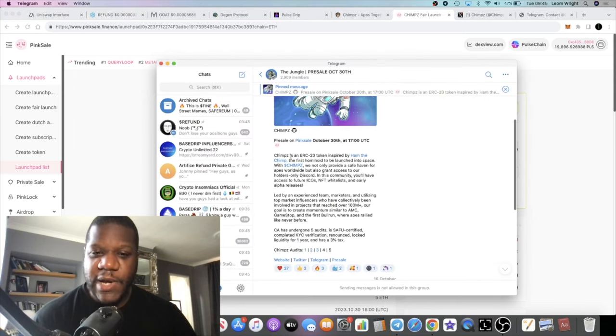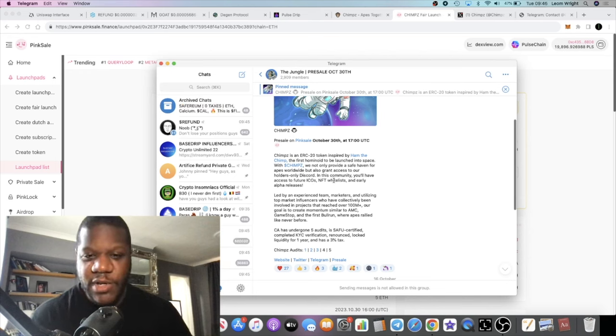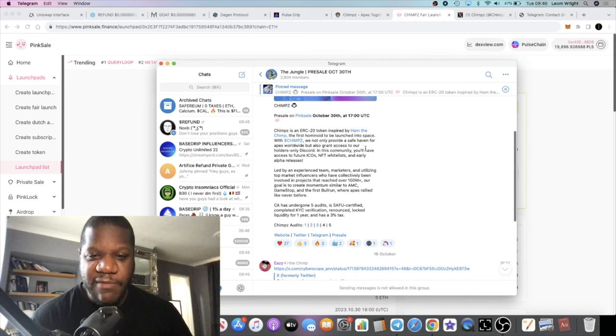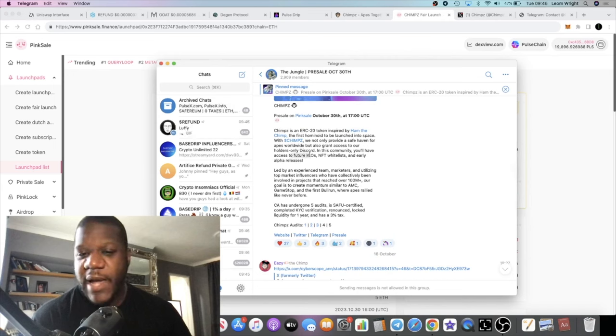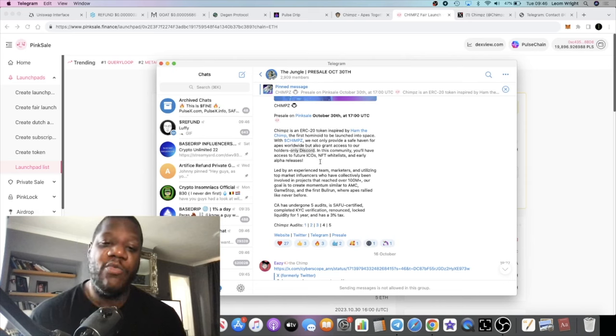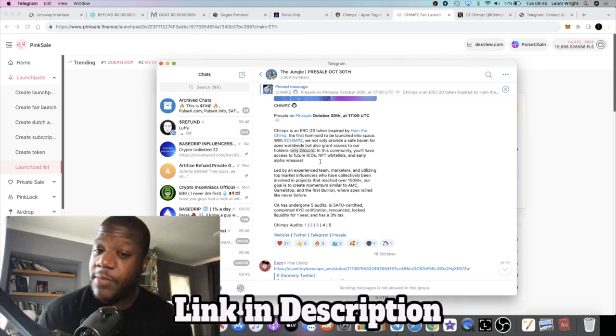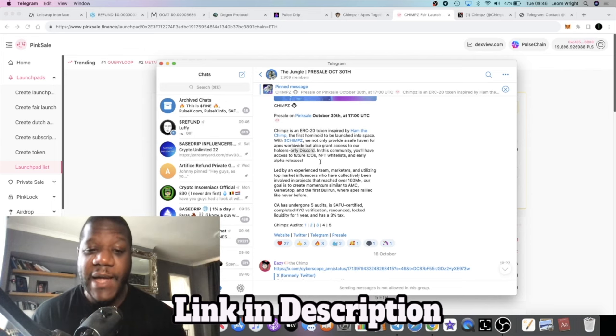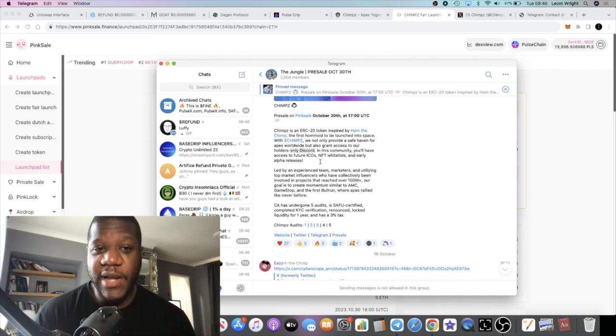So it's an ERC20 token inspired by Ham the Chimp and so on. You can read that in your own time. However, if you hold this token, it grants you access to their members-only or holders-only Discord. And there you get access to future ICOs, NFT whitelists and early alpha releases. So throughout all the swings, that might make you a little bit more comfortable to hold, because you're going to get access to other early opportunities.